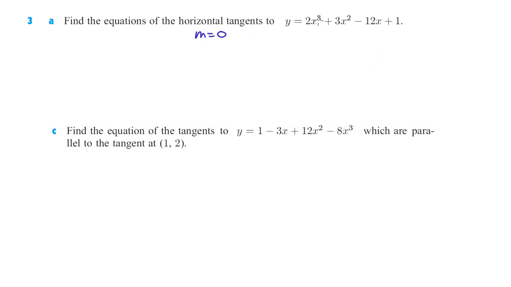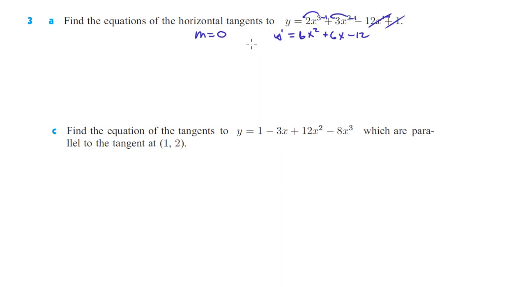So anyway, find the derivative. 3 times 2 is 6x squared. And then 2 times 3 is plus 6x, that's to the first. And then 1 times negative 12 is negative 12. That's the x's gone, and then the derivative of the constant is 0. So here's our y prime.